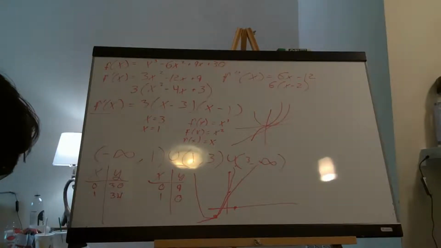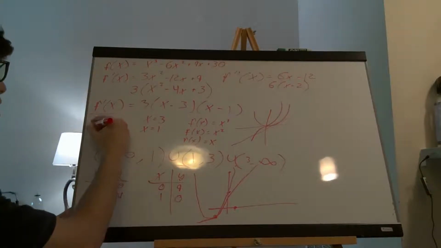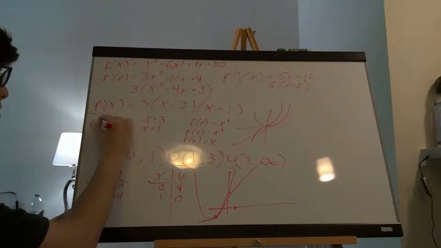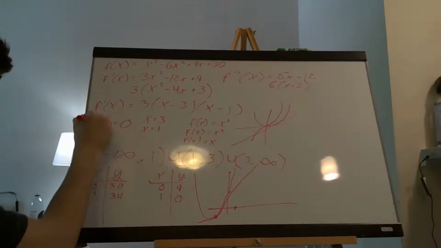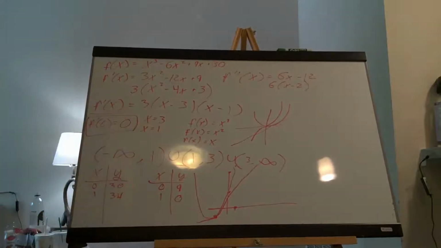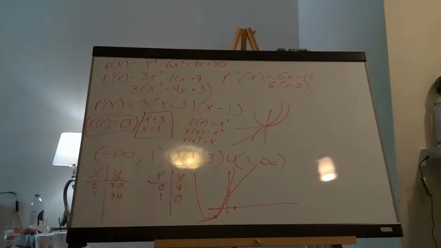And remember, the way we find critical numbers is f prime of whatever critical number c it is must be equal to 0. That is the definition of critical numbers. And that is why over here we selected x equals 3 and x equals 1 as our critical numbers.